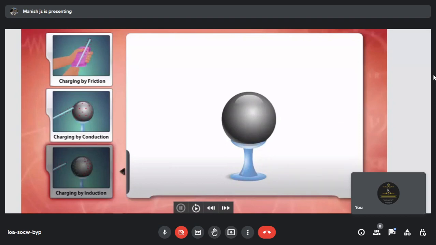Without touching the object, you are trying to charge the object. சரியா? So without touching, if you're able to charge, you call that as charging by induction. So that is the name given to it. Okay. So இதை வந்து நம்ம how do we do this?